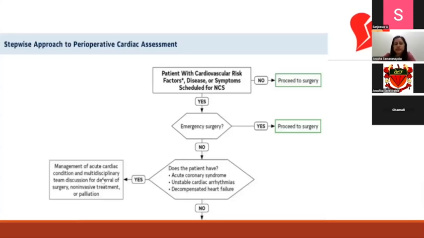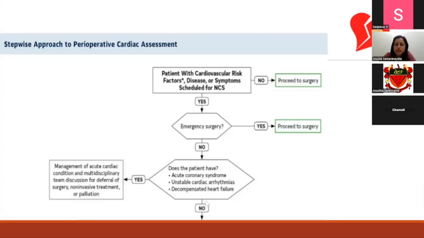We have to discuss with the surgeon, and at the same time discuss the treatments with the cardiologist. Again, it comes to a multidisciplinary team discussion. We have to decide on the management options. Are we going to defer the surgery?